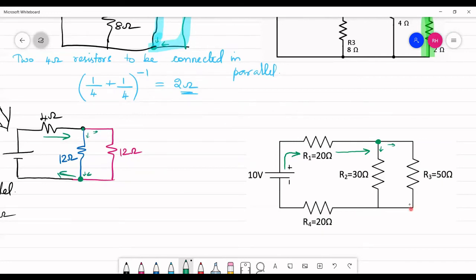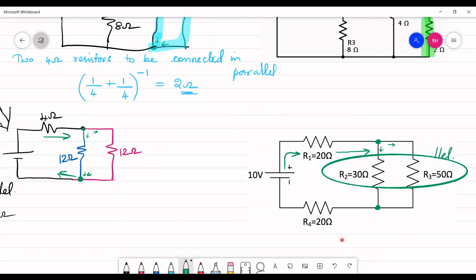Whatever current gets split here, one portion is going to flow through this path, and the other portion is going to flow through this 30 ohm resistor. Finally, they are going to combine together again at this point. So current gets split into two, and the two portions get combined here. So we could say that these two resistances are connected in parallel.